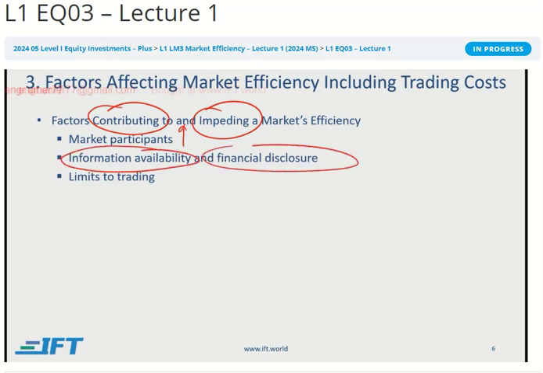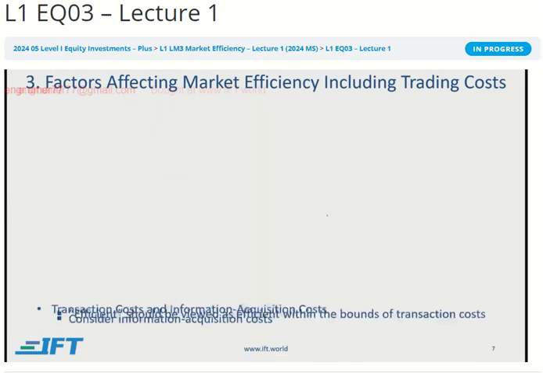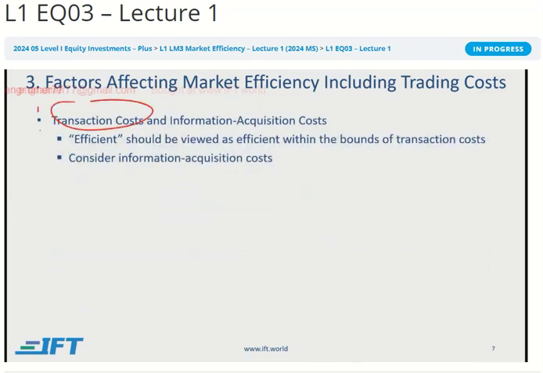Financial companies should disclose information which is relevant, so that everybody has the same information and enough information, and there should be no limits to trading, as few limits as possible, right? So no circuit breakers ideally, which put a limit on how high the stock can go or how low it can go. So we should have as free a market as possible. The transaction costs should be as low as possible, and the information acquisition cost should be as low as possible as well. Only then will the efficiency increase, right?